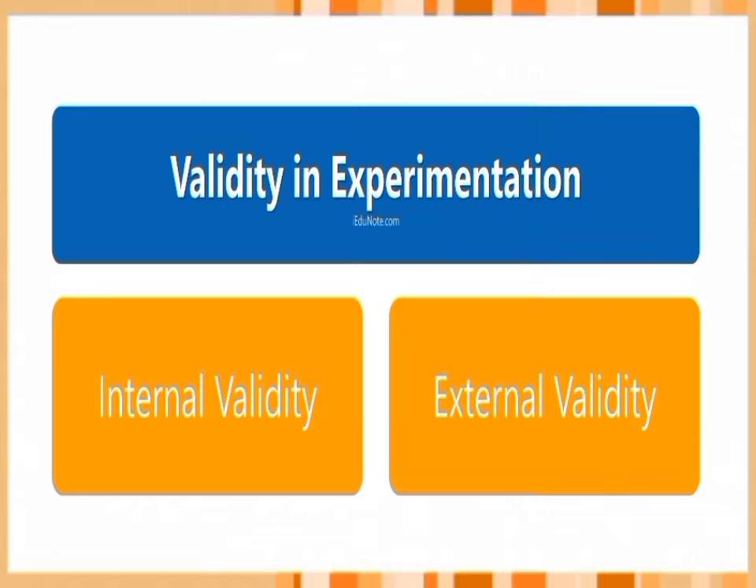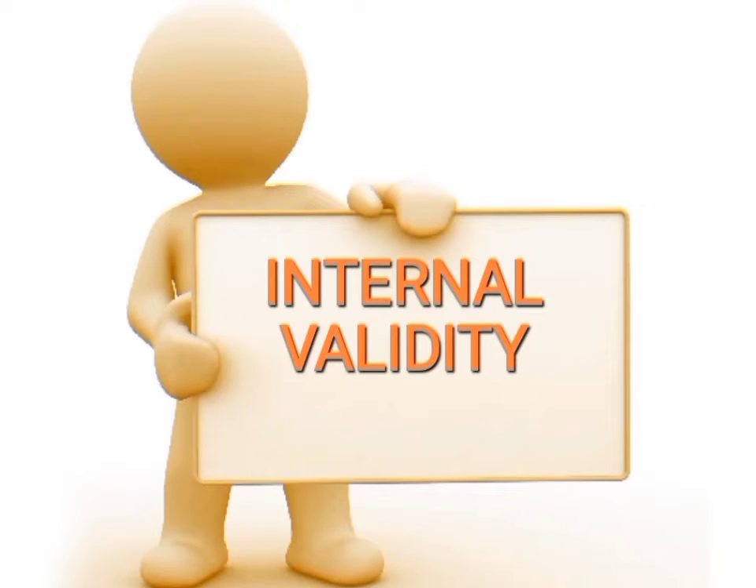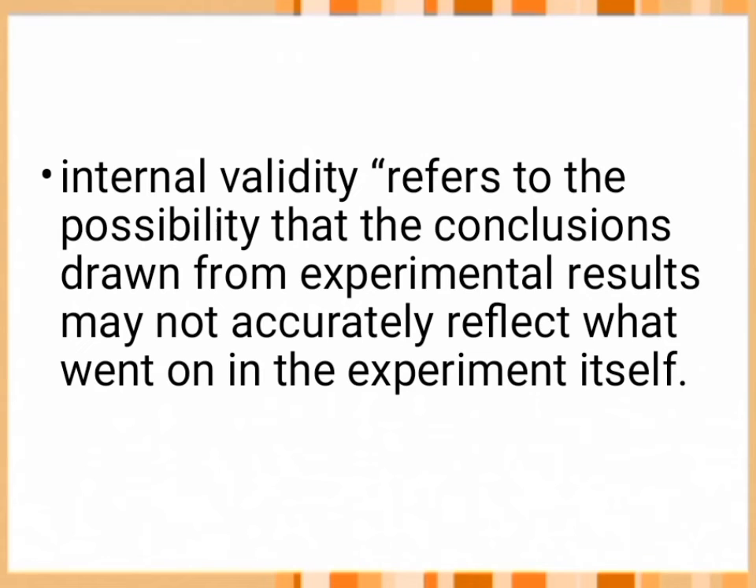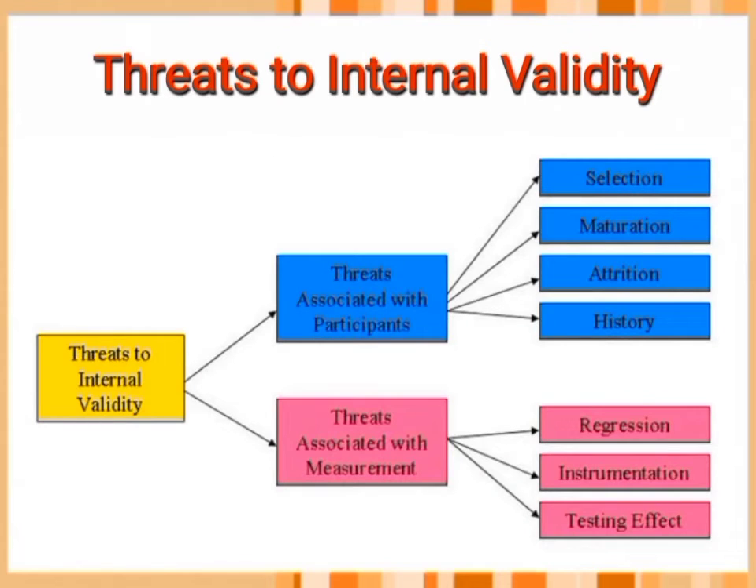Types of validity of experiments are internal and external validity. Internal validity refers to the possibility that the conclusions drawn from experimental results may not accurately reflect what went on in the experiment itself. Threats to internal validity.